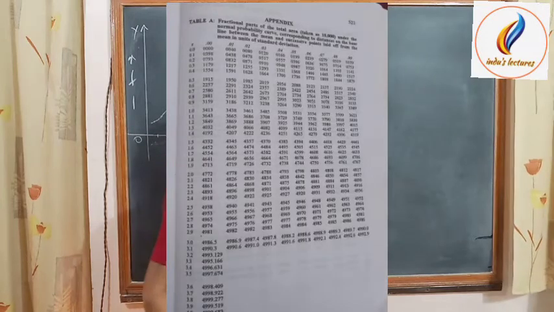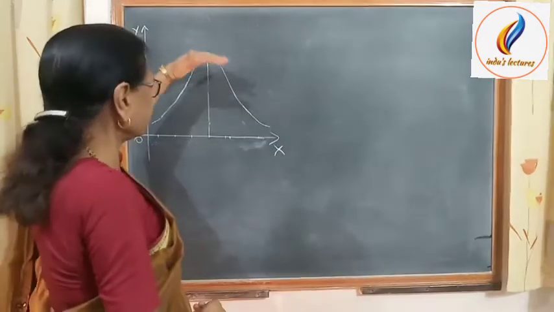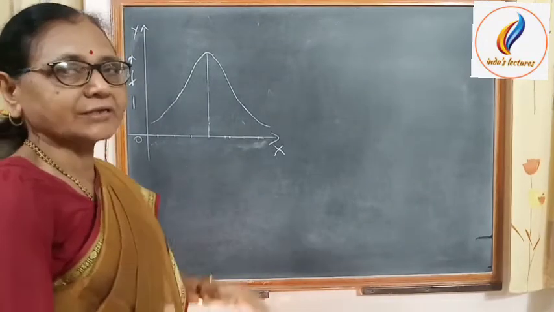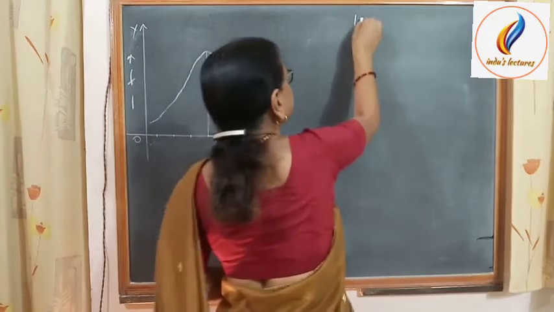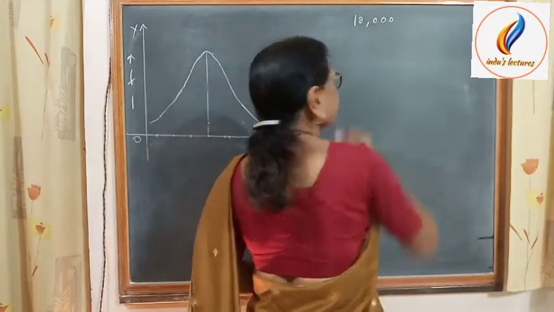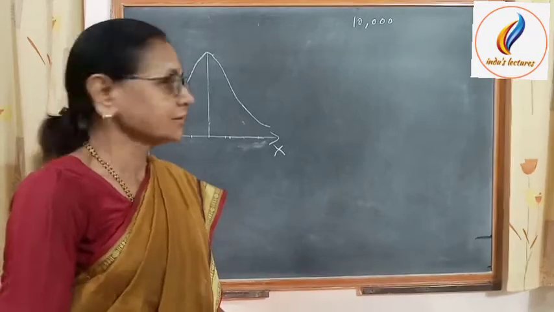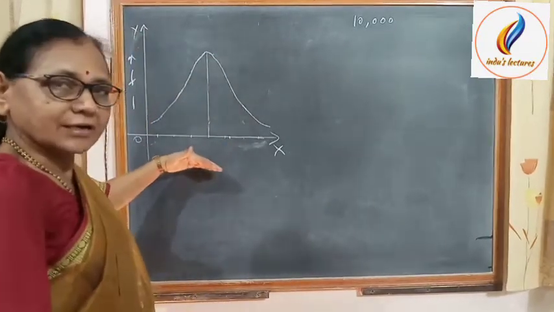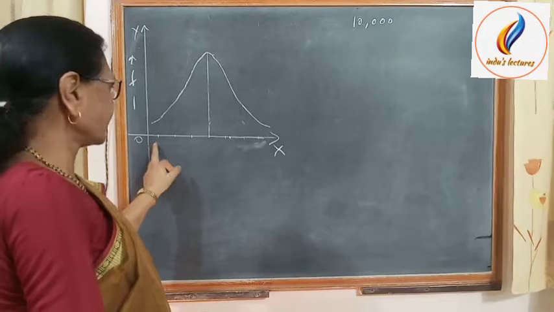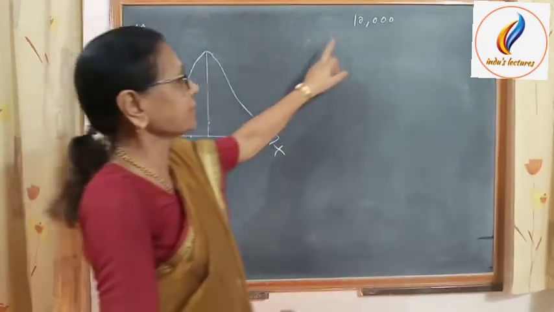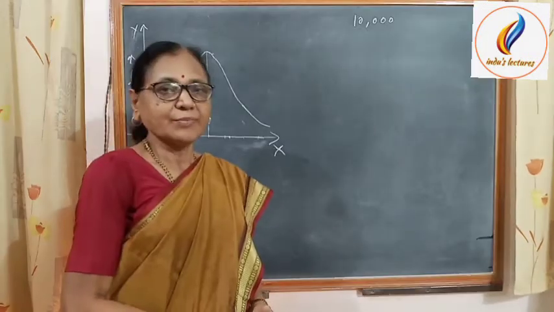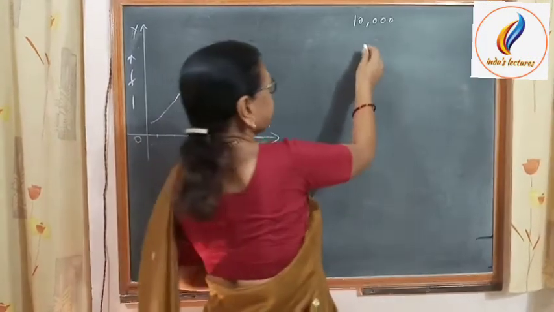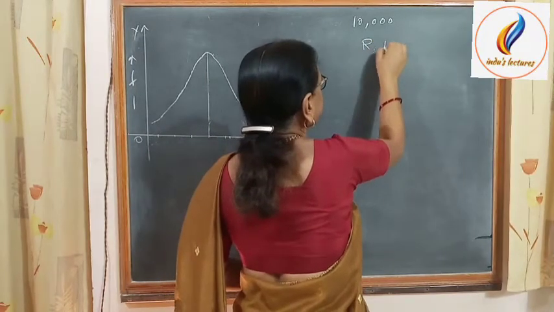We have seen already that the total area under the normal curve extending from minus 3 sigma to plus 3 sigma is taken to be 10,000. For the simplicity of calculation, the total area under the normal curve extending from minus 3 sigma to plus 3 sigma is taken to be 10,000 arbitrarily. The standard table is prepared by the eminent scientist R.A. Fisher.